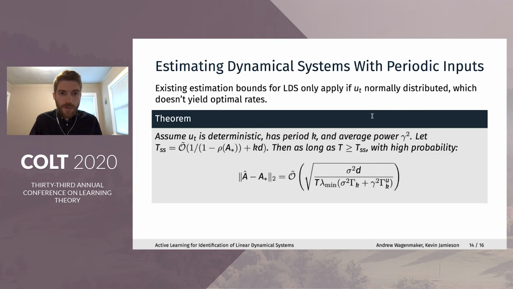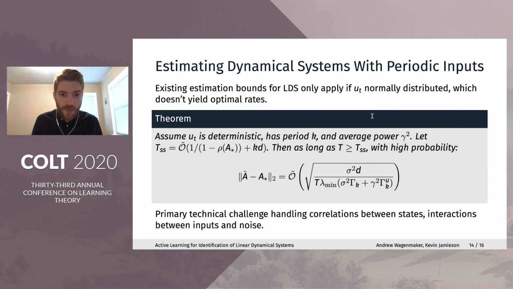So we proved the following theorem: assume u_t is some deterministic signal, periodic with period k and average power gamma squared. Let T_SS be on the order of 1 over 1 minus the spectral radius of A, plus k times d. Then as long as t is greater than T_SS, with high probability the estimation error is on the order of square root of sigma squared times d, divided by t times the minimum eigenvalue of the expected covariance. The key term here is this gamma_ku in our bound. Existing bounds do not have this gamma_ku in them. Ours is the first to get that in there, and this is the key term that allows us to get the optimal estimation rates.